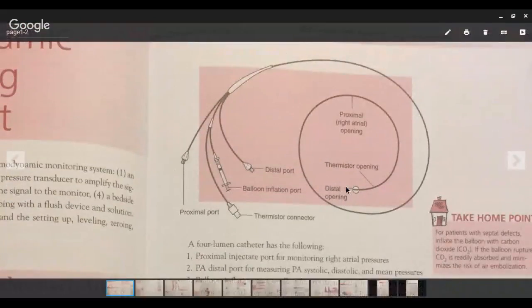So you have the distal opening, the thermistor opening. This is the proximal opening. And then you have the distal port, the balloon inflation port, thermistor connector, proximal port.